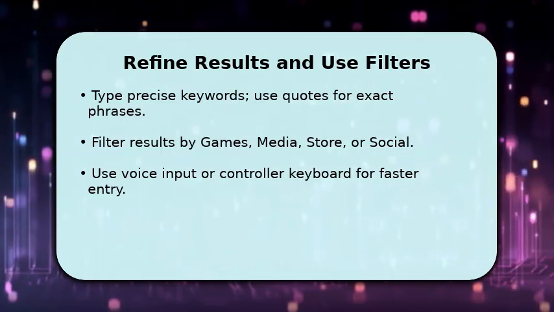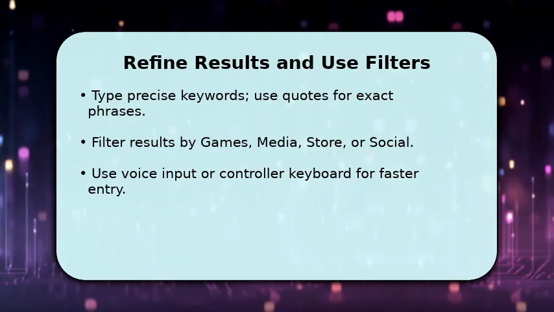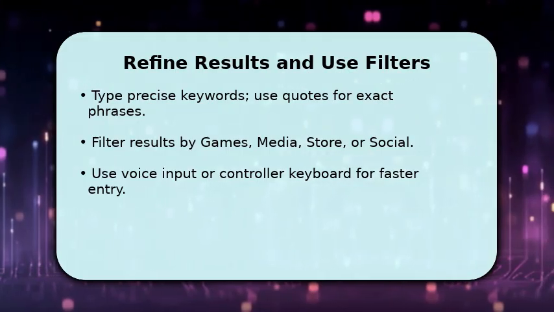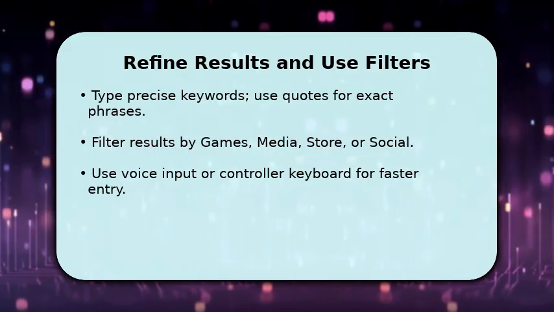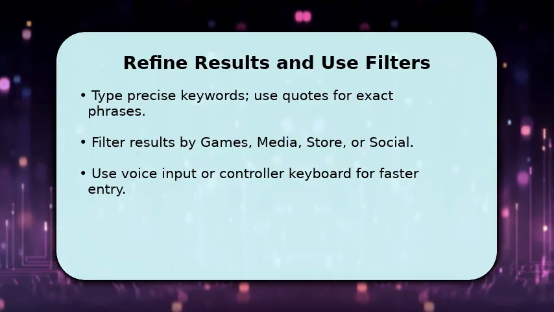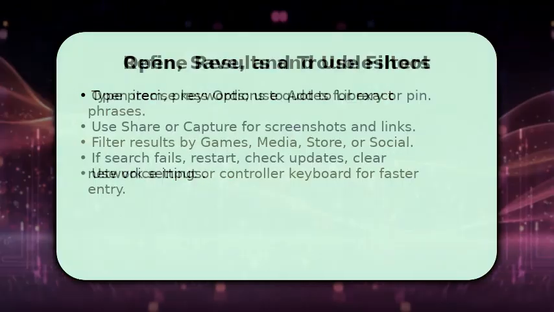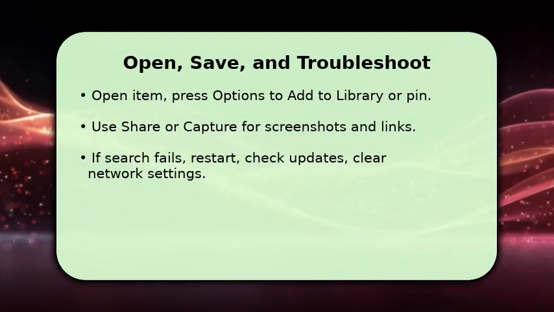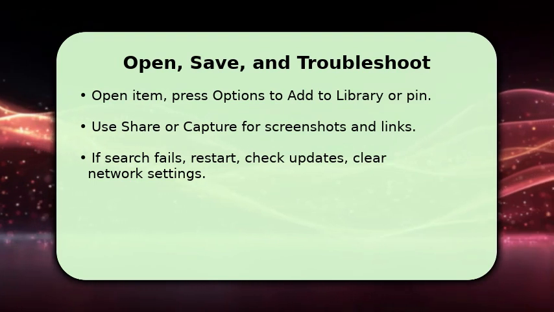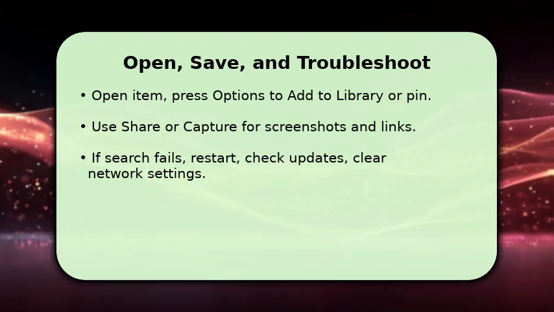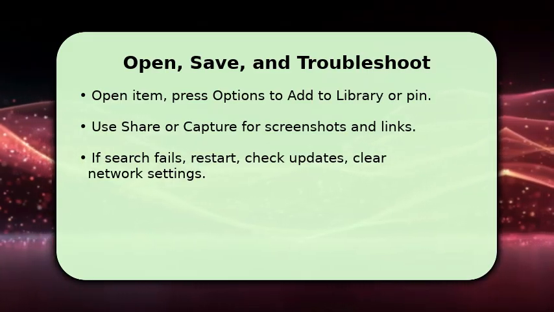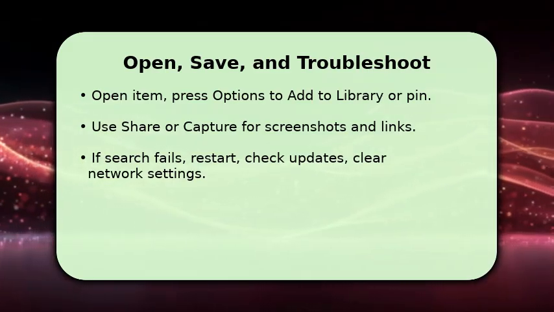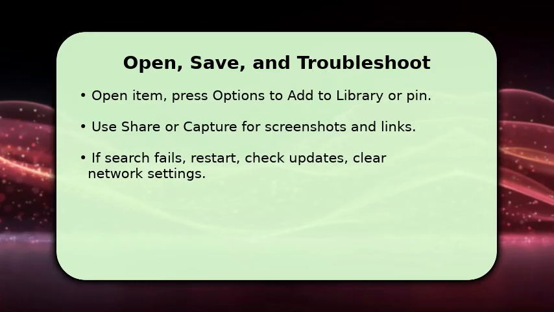You can also press the microphone on a compatible headset for voice search, or use the on-screen keyboard shortcuts to jump between suggestions. Once you see the item you want, select it to open its page or the linked web content. When you open a result, you can press options to add games to your library, pin apps to the home screen, or open linked web pages where available. This makes returning quicker. Make sure to use Share or Create to capture screenshots or copy page links for later.